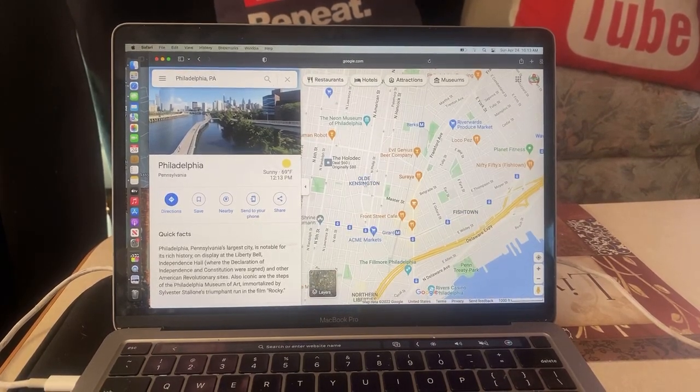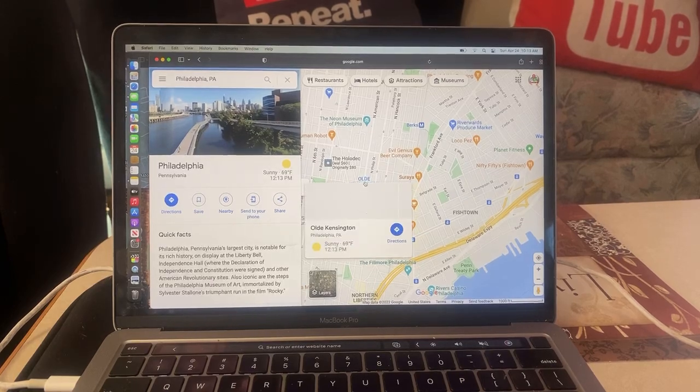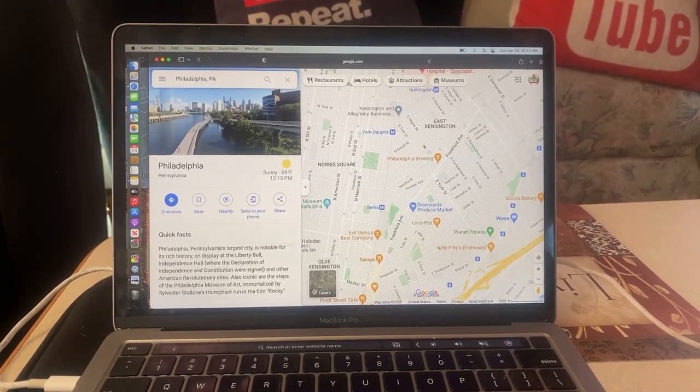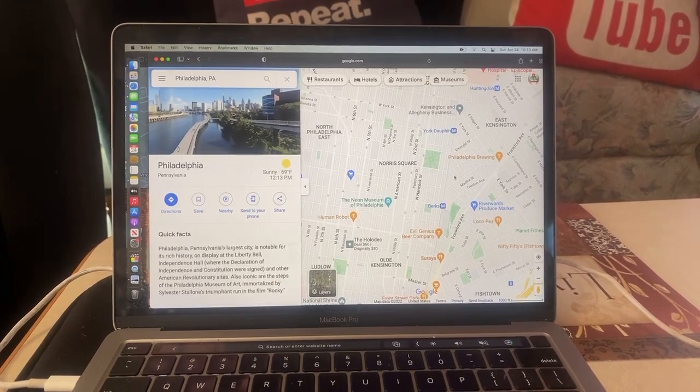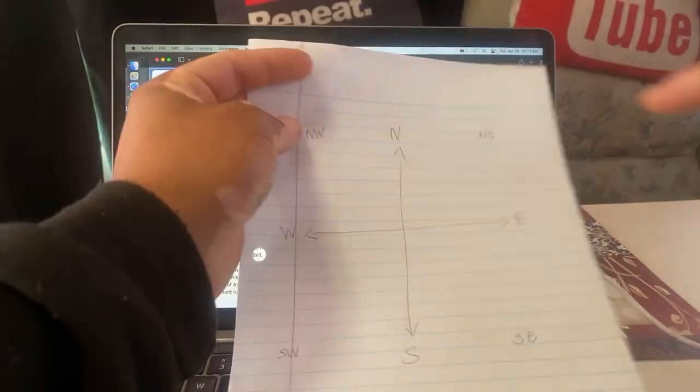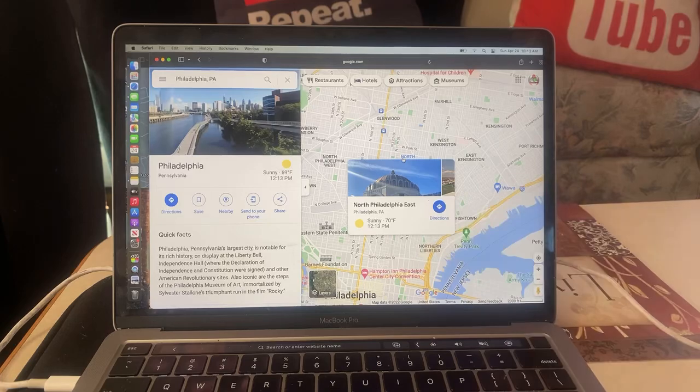So you come down here, you see Old Kensington. I'm not making this stuff up. This is a whole separate neighborhood, Old Kensington. This has been gentrified many years ago. This has been gentrified since like the 2000s. So one of the first ones to get gentrified was Old Kensington. And then one of the second ones to get gentrified was East Kensington. Close to East Kensington was West Kensington. But as you can see, they're all on the North Philadelphia East corridor.